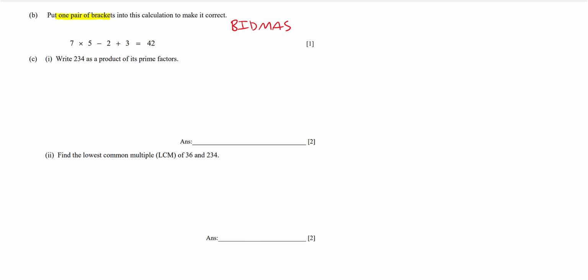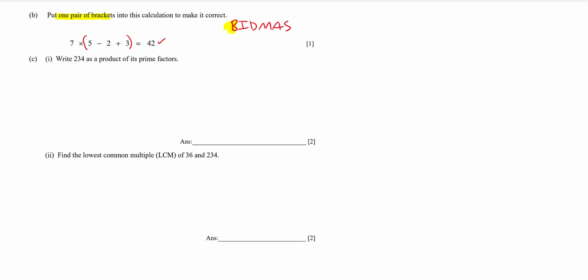But we can notice we've got 7 times something here. We know 7 times 6 is 42, and if we put our brackets here and here, then 5 minus 2 is 3, and then 3 plus 3 is 6, so we would do our brackets first, and then we do our multiply, so 7 times 6 is 42. Okay, so that would be part B.